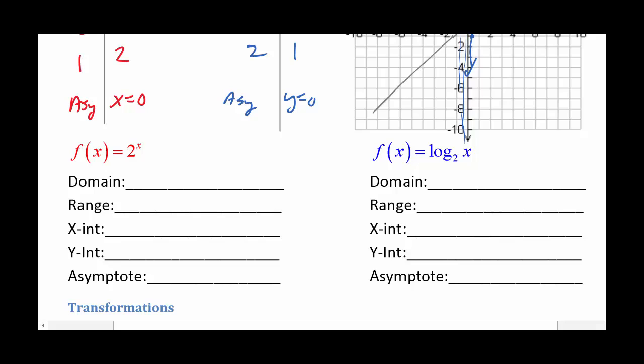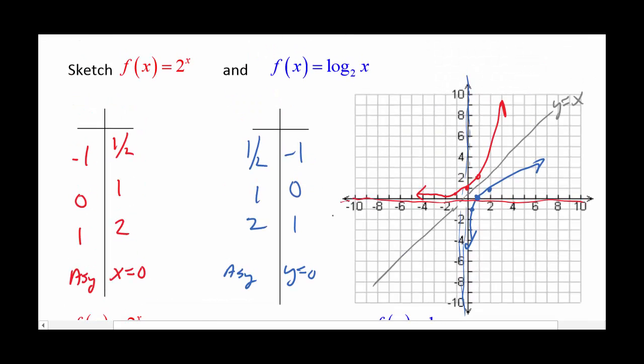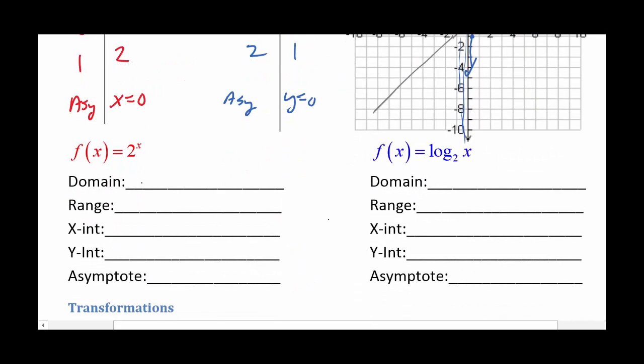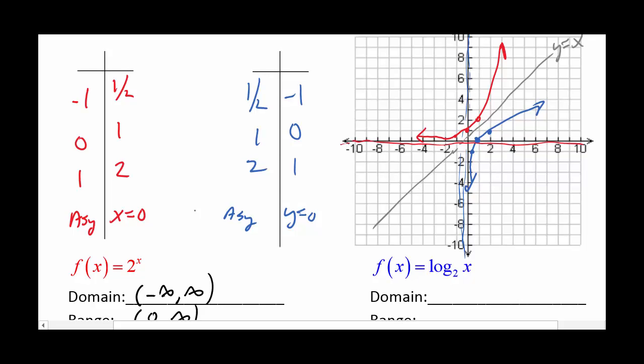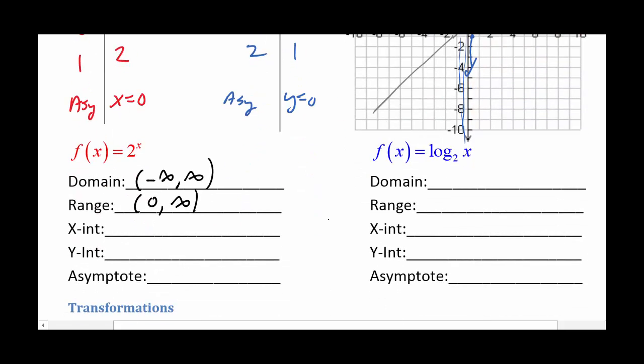Okay, let's talk about domain and range then. See if there's, again, similar patterns that happen there. So the domain for the exponential we know is all reals. The range, looking at the red one here, it's got to be bigger than 0. X-intercept, there are none. Y-intercept was 0, 1. And the asymptote was at y equals 0.